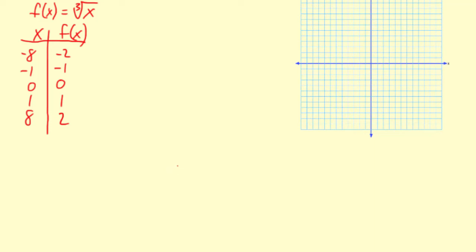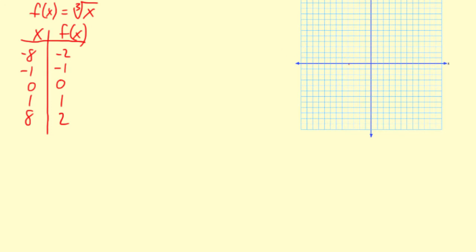So the big picture for this lesson is the cube root function. And here I did the parent function f of x equals the cube root of x, and I made an input-output table using perfect cubes for x so they'd be nice integers to graph. So I'm going to go ahead and plot the points.